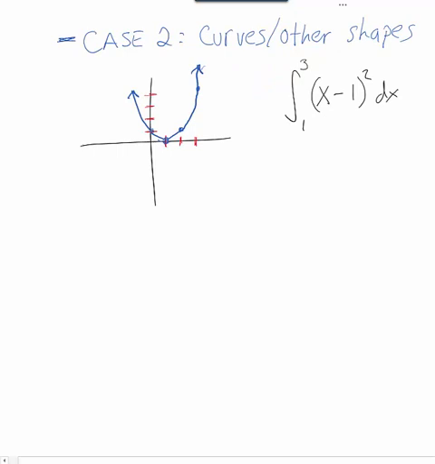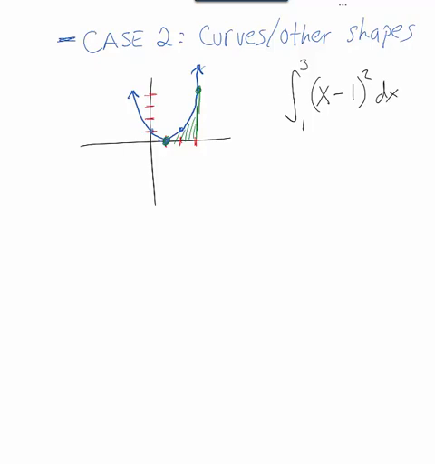And case 2 is going to be if we have a curve or any other shape where we can't do geometry. So for example, if I wanted to compute the integral of (x minus 1) squared dx, if we graph this, it's a parabola shifted, again, 1 unit to the right, and we want the area from 1 to 3. So we want this area right in here. And that's not a nice shape. That's not a triangle. It's not a normal shape that we can use geometry to calculate the area of.